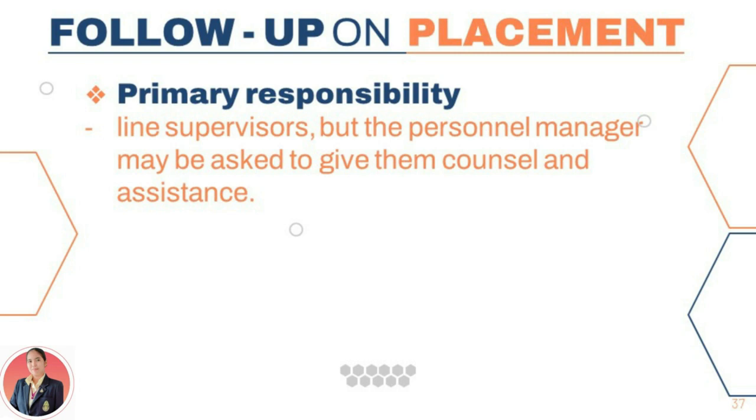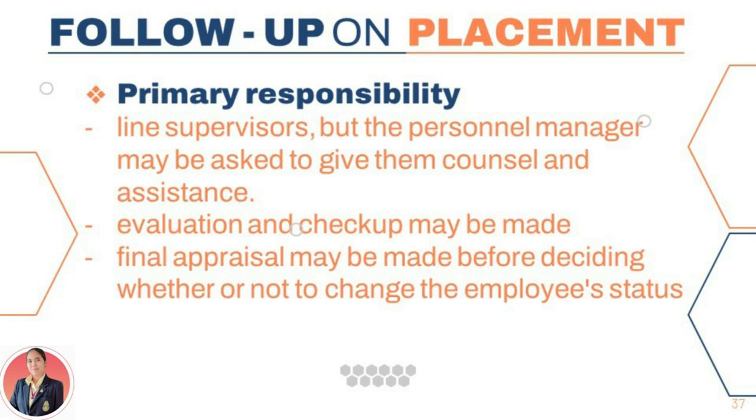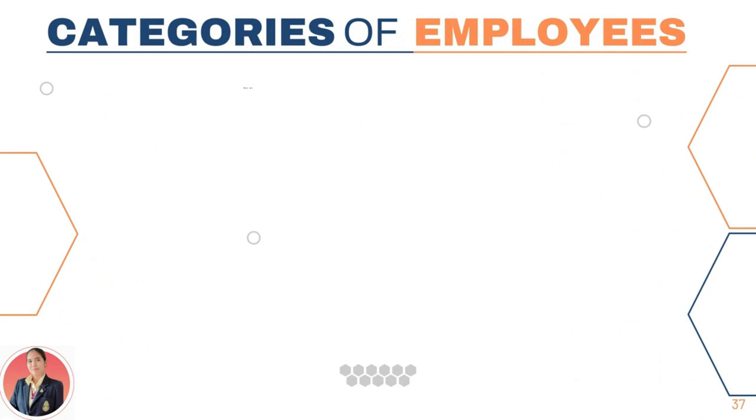It is a good policy to know the problems of a new employee so he may be helped before he gets discouraged. A man who is not happy with the job, either because he is improperly placed or because of any other factor, is a potential source of inefficiency and other serious problems. Further evaluation and check-up may be made after a couple of weeks, a month, or 2 months. The final appraisal may be made before deciding whether or not to change the employee status from probationary or temporary to regular. Categories of employees.